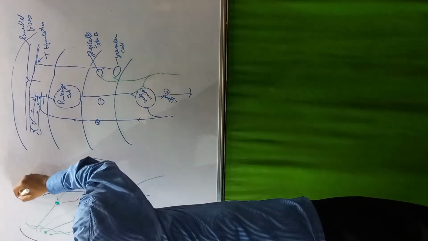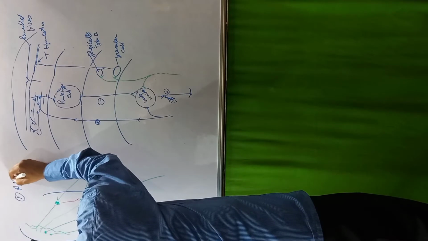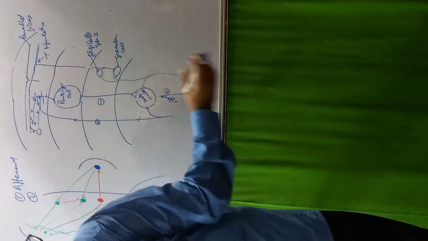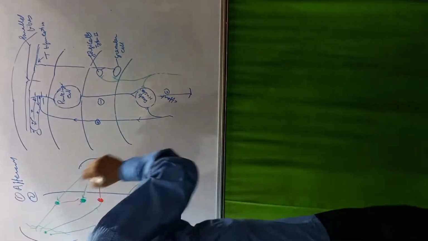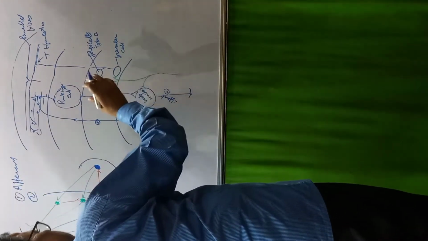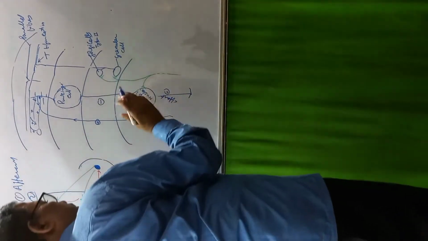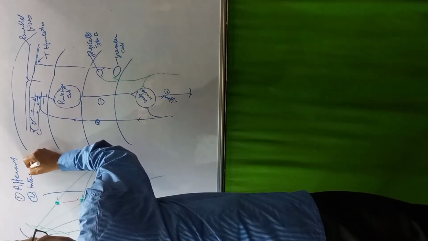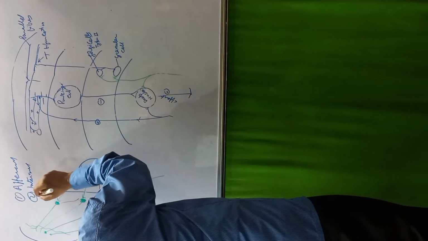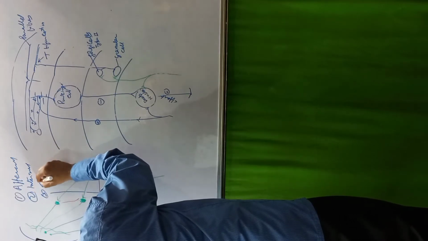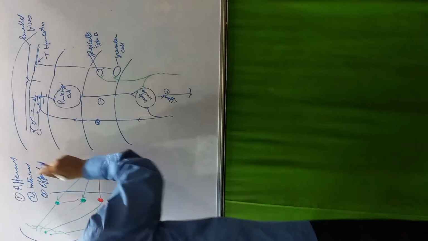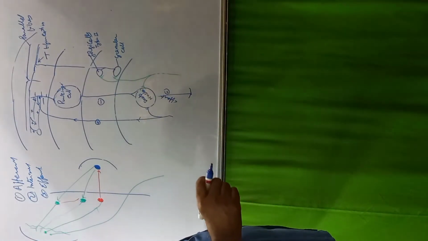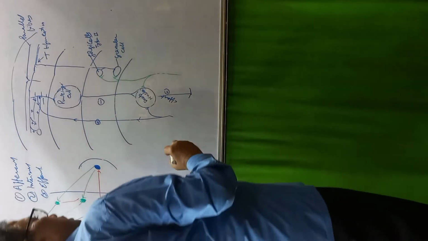Number one, afferent, that is, fibers coming to the cerebellum. Then internal connections, and third is efferent, meaning fibers which leave the cerebellum.